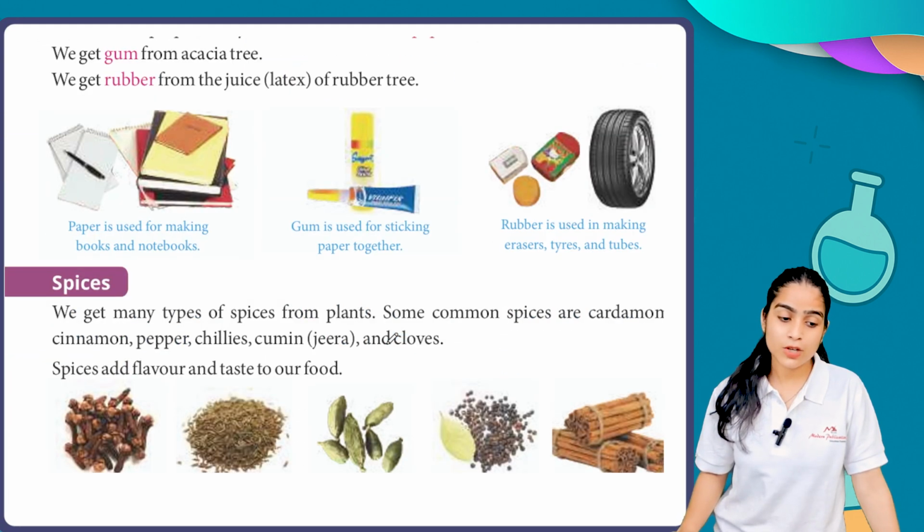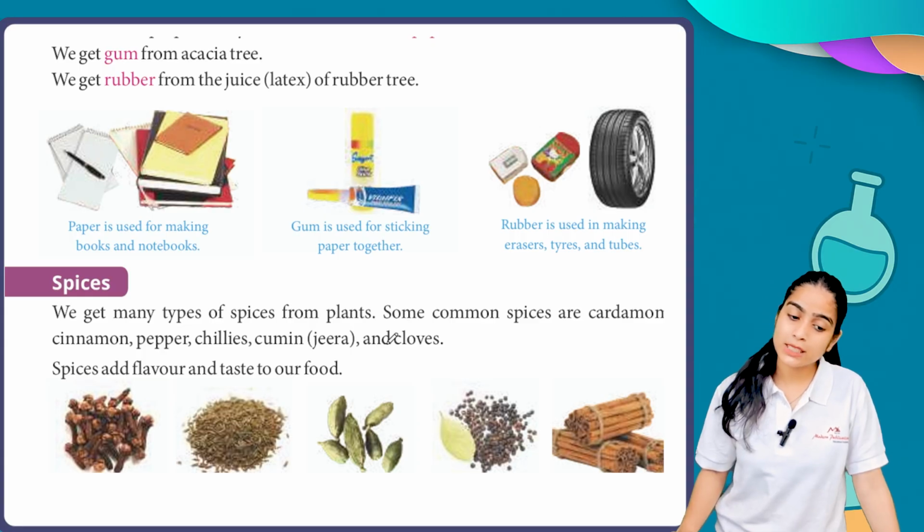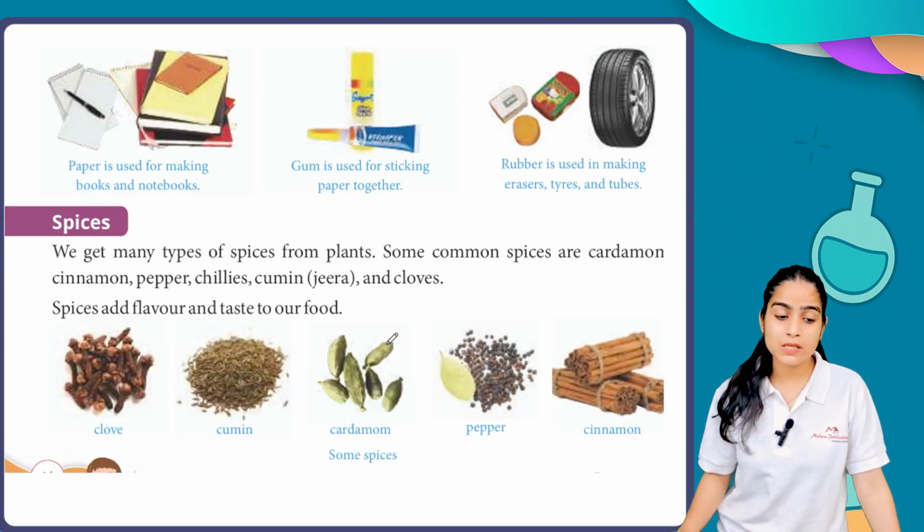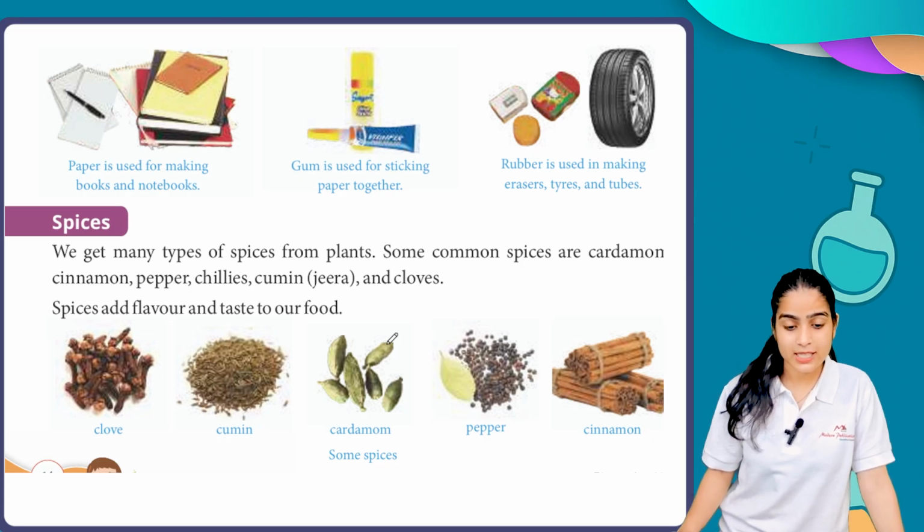Next, we move forward to the spices. We get many types of spices from plants. Some common spices are cardamom, cinnamon, pepper, chilies, cumin, which we generally call jeera, and cloves. So spices add flavor and taste to our food.